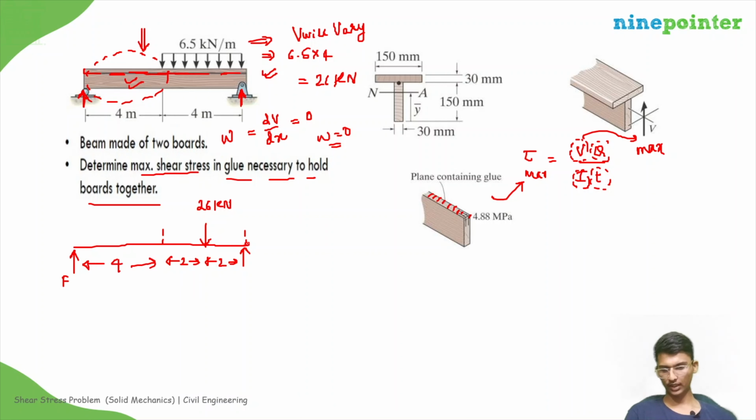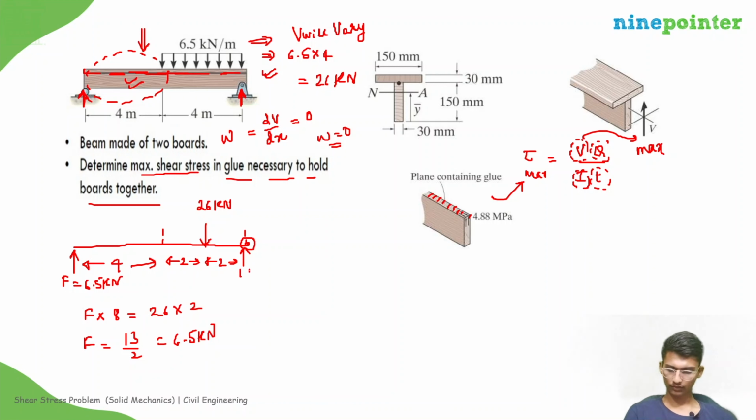So we can apply moment equilibrium over here. So that will give F into 8 equals 26 into 2, right? So F will be equal to 13 by 2. So 6.5 kilonewton. So this will be 6.5 kilonewton. Then this will be 26 minus 6.5. That will be 19.5 kilonewton, right?